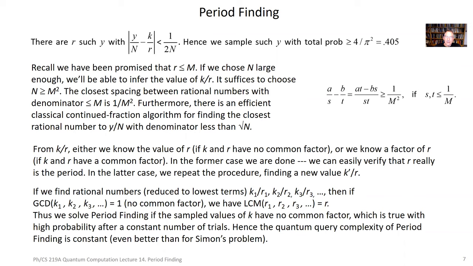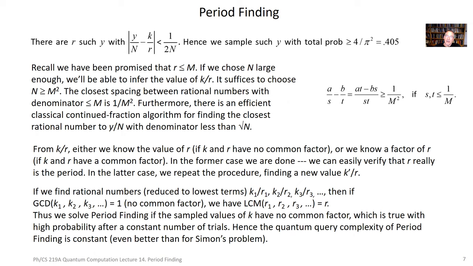So it might be that k and r, k is pretty much randomly sampled from values which can range from 0 to r, and it might be that there's no common factor of k and r. And then we take that rational number that we've determined, which has a denominator no larger than m. We reduce it to its lowest terms, make sure there are no common factors between numerator and denominator. And the denominator is r. We found r. Hooray. And once we found r, it's easy to check that it's right.